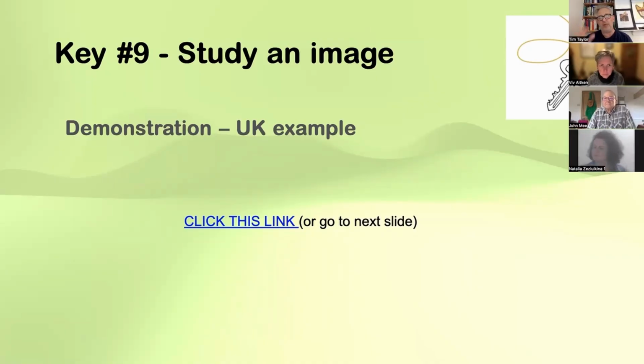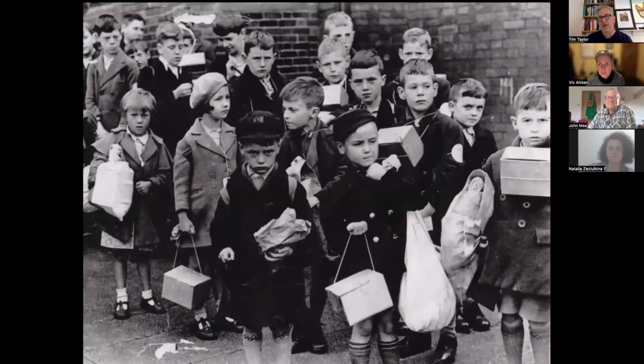If you go to the Try This website and you go to the resources section, there is a drop-down menu, and on that menu is resources for the different keys. If you locate the key study an image and you look for the example called evacuees, there's a page, and on that page is a link to the photograph that we're going to be using. So if you fancy having a go at this particular example, then it's quite easy to locate the picture, and that's what it looks like. There it is in its loveliness.